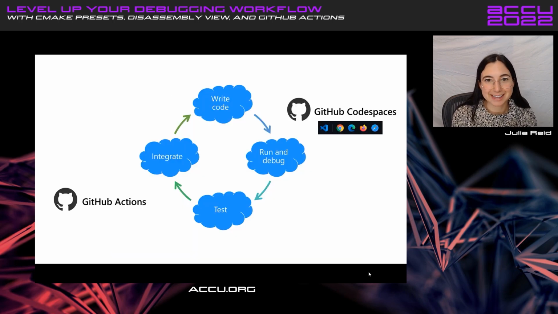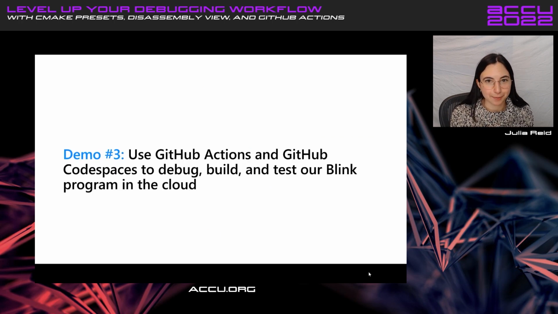With GitHub Actions and GitHub Codespaces, you can achieve a fully cloud-based development workflow. Now, I want to call out that you don't have to use GitHub Actions and GitHub Codespaces together. You can pick and choose which parts of your development workflow you want in the cloud. A hybrid cloud-local development workflow is very popular. Let's dive into the third and final demo, where we use GitHub Codespaces to code from our browser and GitHub Actions to build and test our program in a CI/CD pipeline.